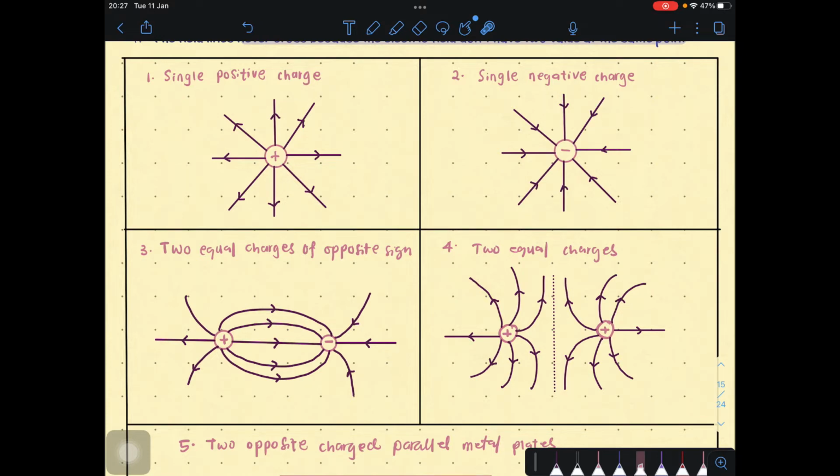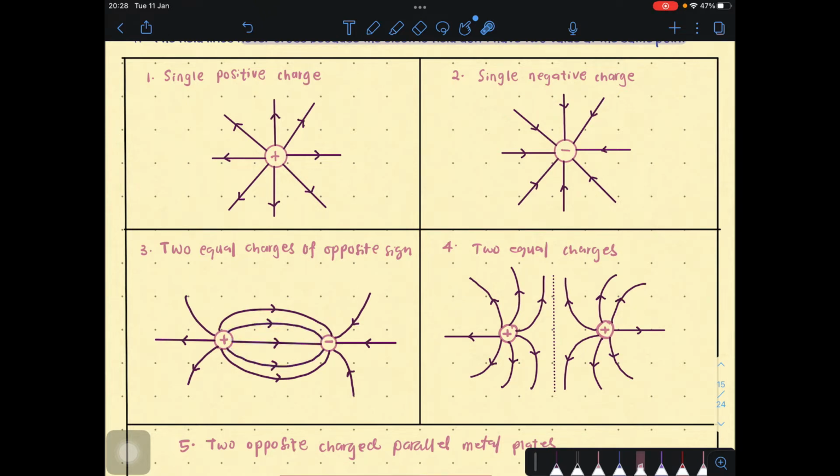And then the next one is when we have two equal charges of opposite sign. Two equal charges of opposite sign, meaning that when positive meets negative, they will attract each other. So when they attract each other, the electric field direction still obeys the same rules, which is away from positive towards the negative. But because there are two close together, you must join the lines. The lines here must connect.